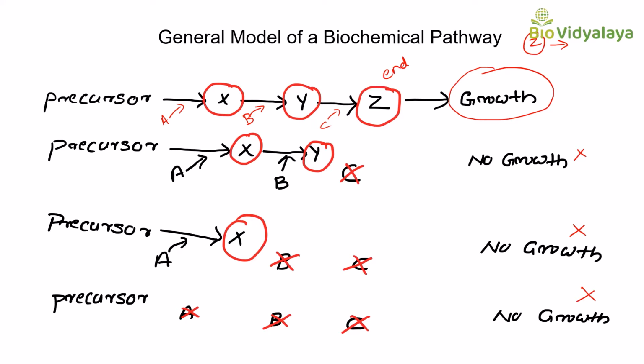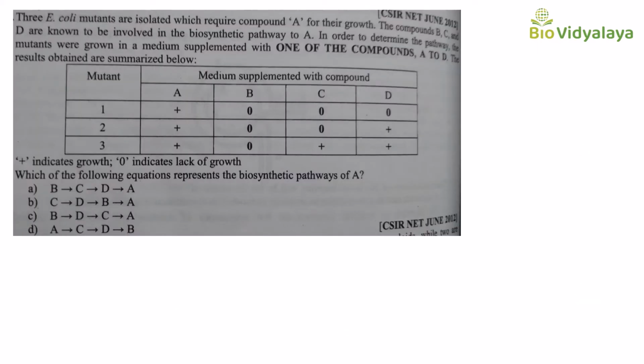So let's see the question. Here three E. coli mutants 1, 2 and 3 are isolated which require compound A for their growth. The compounds B, C and D are involved in this biosynthetic pathway of A. So we can say A is the end product and this is required for the growth. But we don't know the correct order. Here we have to find the correct order of this biosynthetic pathway of A.